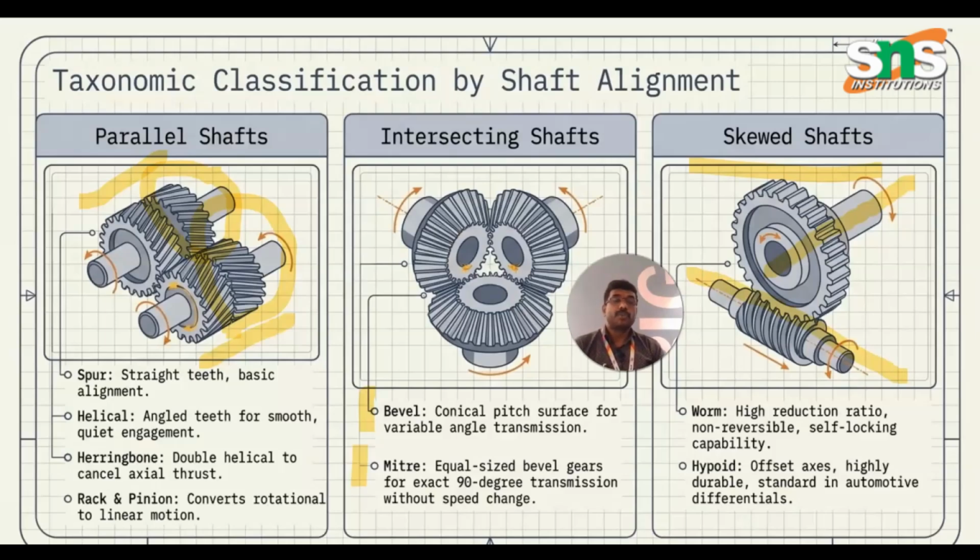So the examples of the skewed shafts are the worm gear and hypoid gear. If you want to go for a high reduction ratio of the speeds between the two shafts in terms of RPM, then you have to go for the skewed shafts here, and it has the self-locking capability also. And when the axes are offset and you require highly durable working, then you have to go for the hypoid.